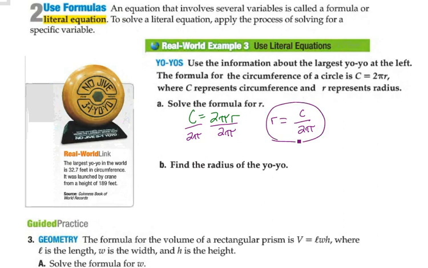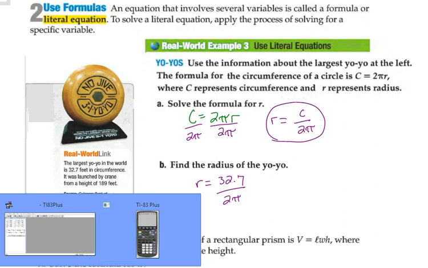Now it says we're supposed to find the radius of the yo-yo. Well, looking at it, it says that the largest yo-yo in the world is 32.7 feet in circumference. It was launched by crane from a height of 189 feet. That would have been fun to see. But again, we know circumference now. So we know our radius equals circumference, which is 32.7 divided by 2 pi.